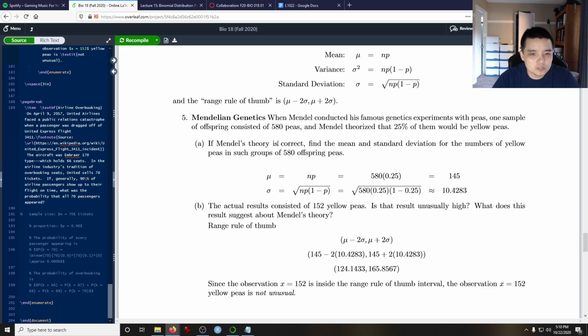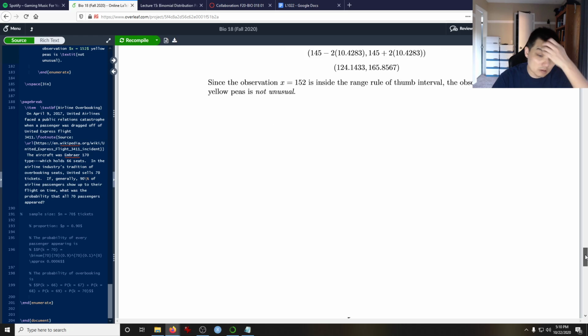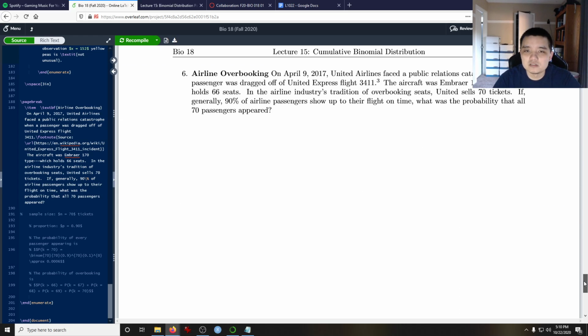Alright, taking us from the very old classic biology example to, in relative time scales, a much newer example, but this might be pretty old for you already. Airline overbooking. On April 9th, 2017, United Airlines faced a public relations catastrophe when a passenger was dragged off a United Express flight 3411. The aircraft was an Embraer 170 type, which holds 66 seats. In the airline industry's tradition of overbooking seats, United sells 70 tickets.